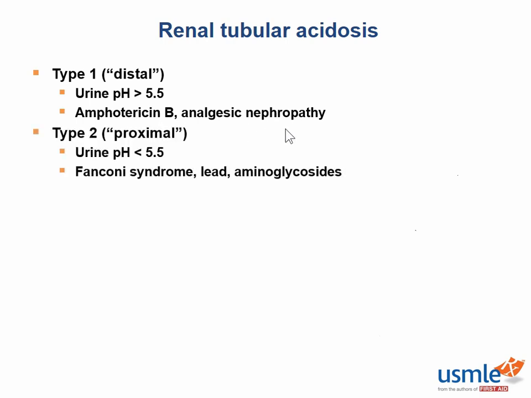Type 2 or proximal renal tubular acidosis results from a defect in the proximal tubule's ability to reabsorb bicarbonate. However, the ability of the alpha intercalated cells in the collecting tubule to secrete hydrogen ions is intact. This results in decreased pH of the urine as the body tries to compensate for the acidemia.